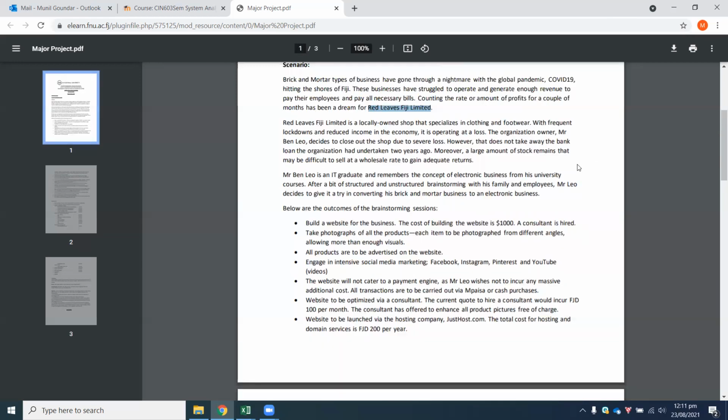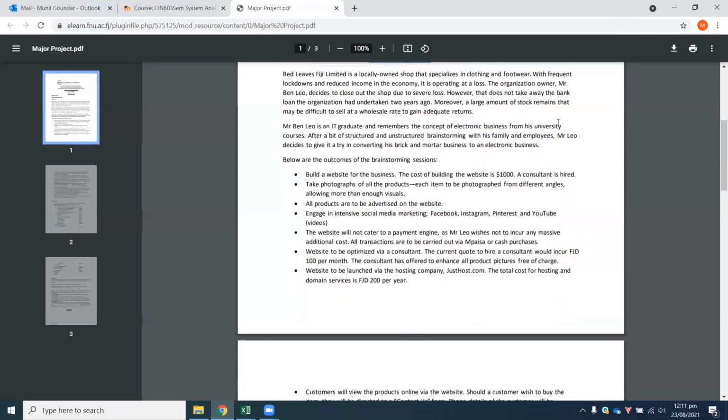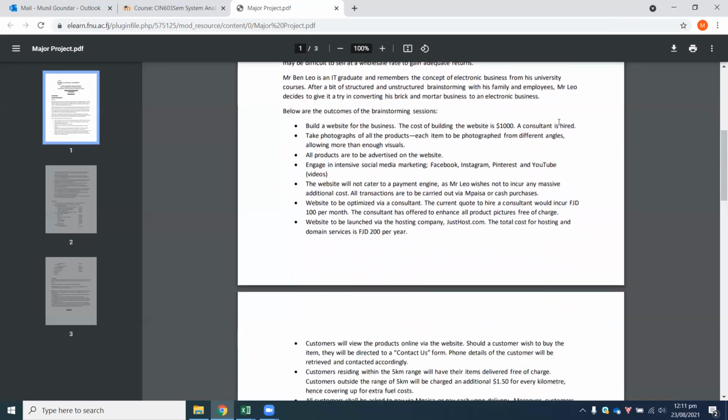First is build a website for the business. The cost of building the website is $1,000. A consultant is hired. Okay, so we know that they would be making a website, so a consultant will be hired, and the consultant's charge is $1,000 for the entire website. Take photographs of all the products, each item to be photographed from different angles, allowing more than enough visuals. So the next thing they will do is take photographs of all the products that they have in stock, from all different elevations and angles, that will give more than enough visuals for any customer to go and purchase the item. All products are to be advertised on the website.